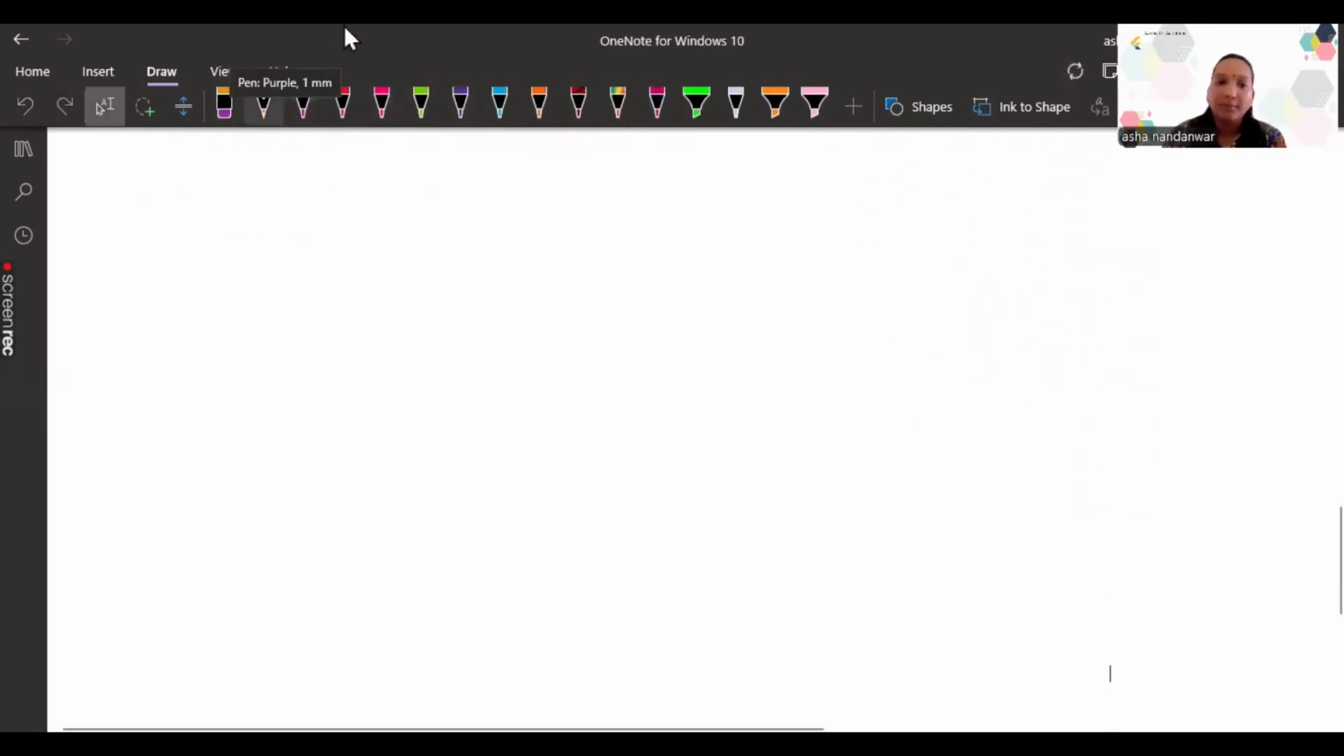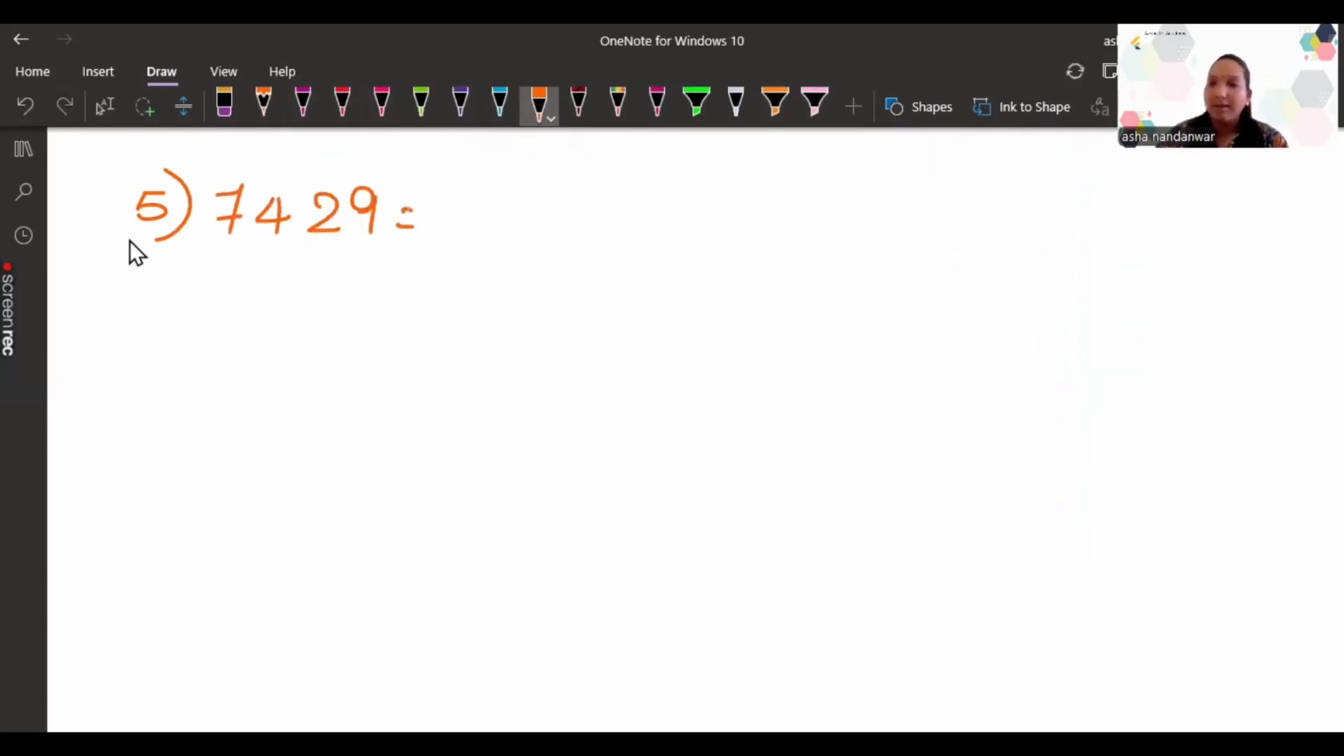Moving on to the fifth one, question number 5, which is 7429. Let's get started. Let's try to find the prime factors of the number 7429. So we will be taking the smallest prime number 2. But do you think it will go in 2's table? This is the challenge. What are we going to do here? Which number are we going to take? Any idea? Put it in the comment box if you know.